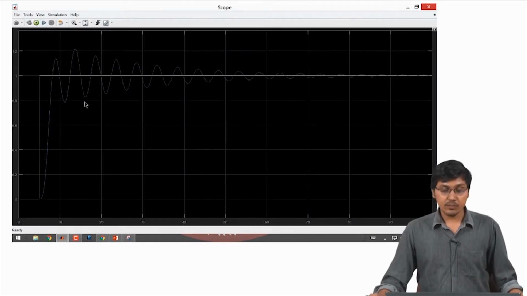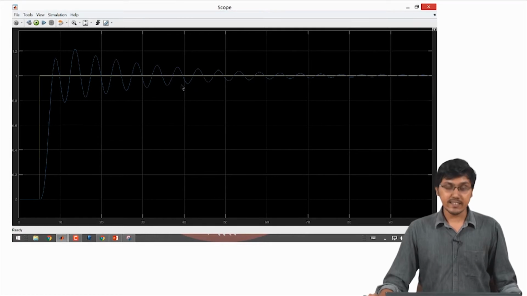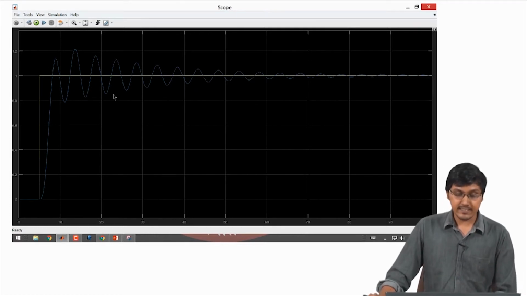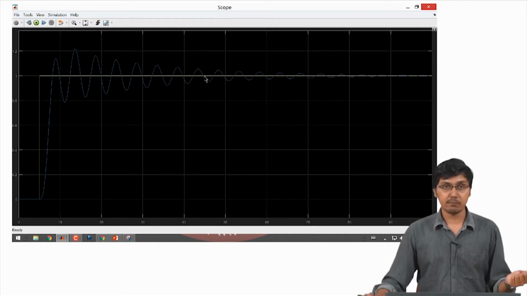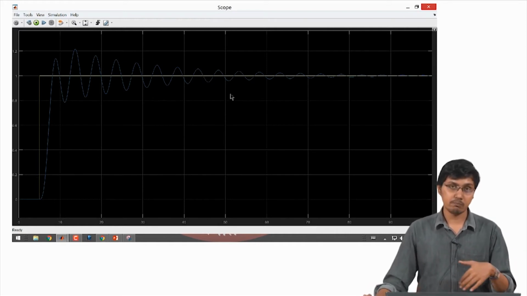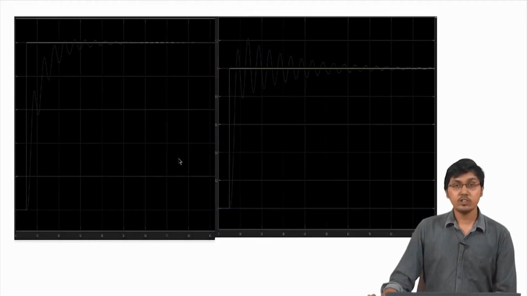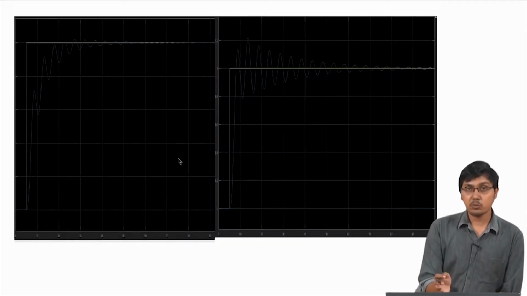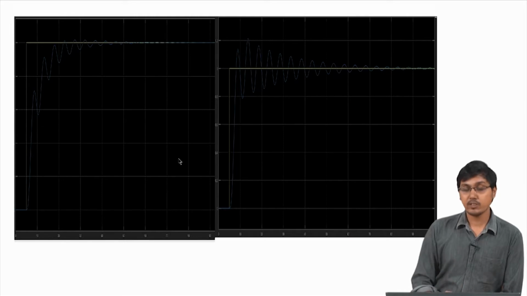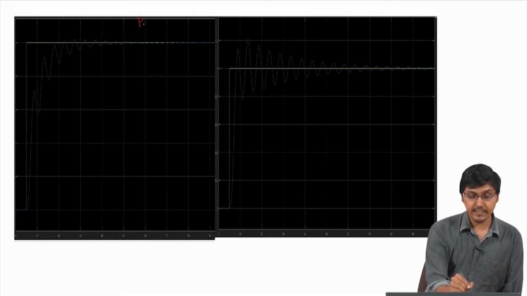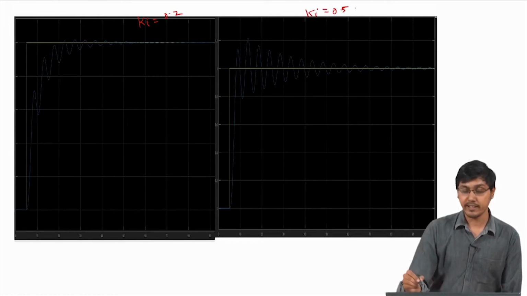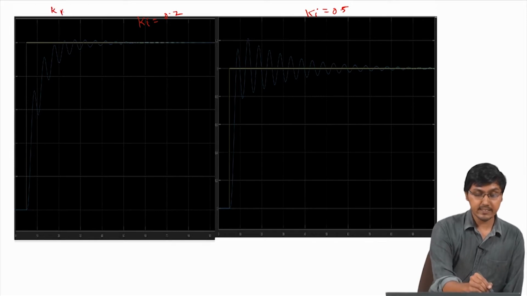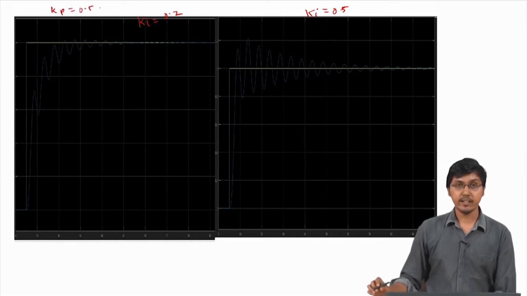If you can see here, this is looking different from that. So let us put both of these together in a single page and compare both the charts. I have put both the figures on the same page so that we can compare them. This one has Ki with a value of 0.2, and this one has Ki with a value of 0.5, and Kp in both cases is the same, 0.5.